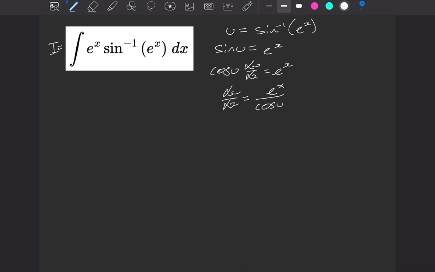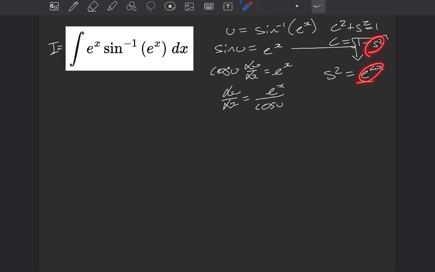We'll do that by taking this line here, squaring both sides to get that sine squared u is equal to e to the 2x, and using the identity that cos squared plus sine squared is equal to 1. We can rearrange that for cos, so cos is equal to 1 minus sine squared, all square rooted. And now if you remember that sine squared is e to the 2x, we can plug this all in here. So we still have our e to the x on the top, but the denominator now is 1 minus sine squared, which is e to the 2x, all square rooted.